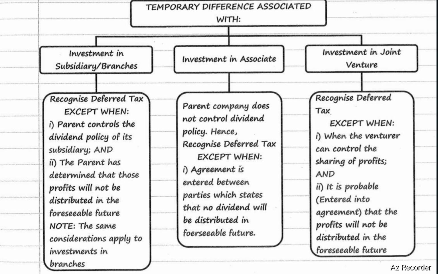In case of investment in a joint venture, recognize deferred tax except when the venturer can control the sharing of profits and it is probable, with an agreement entered into, that the profits will not be distributed in the foreseeable future.